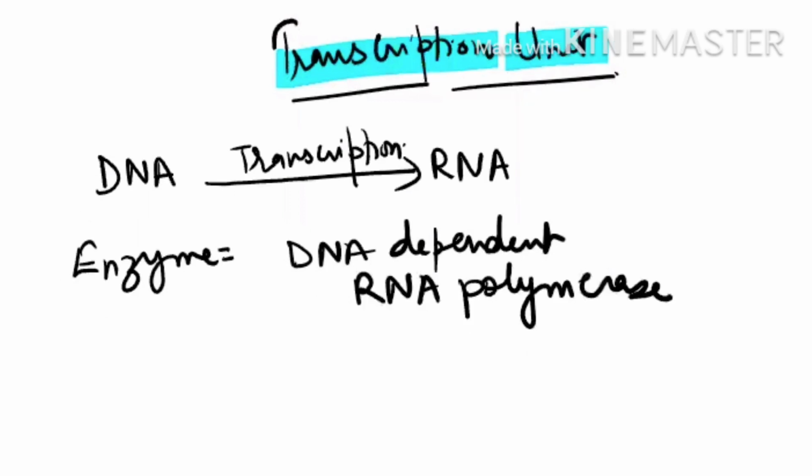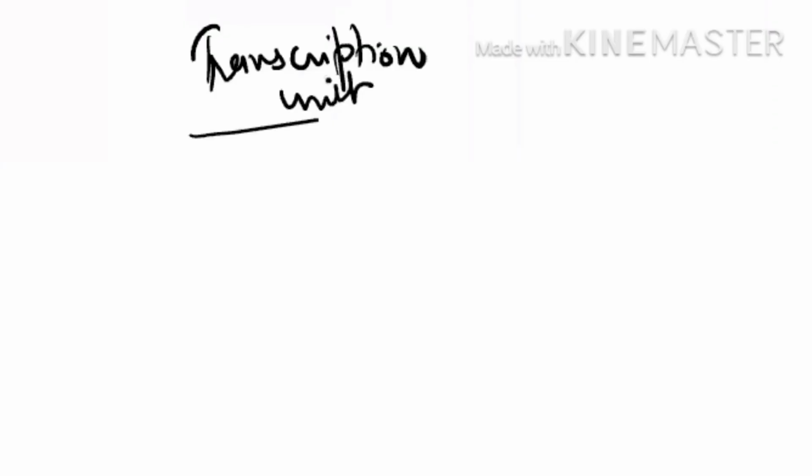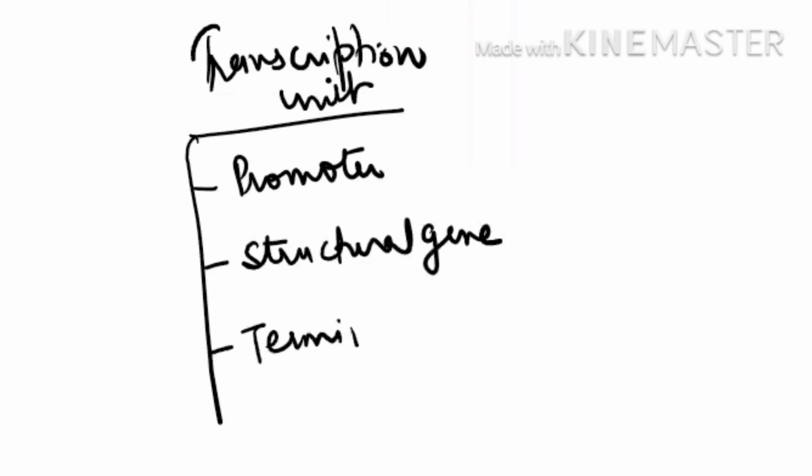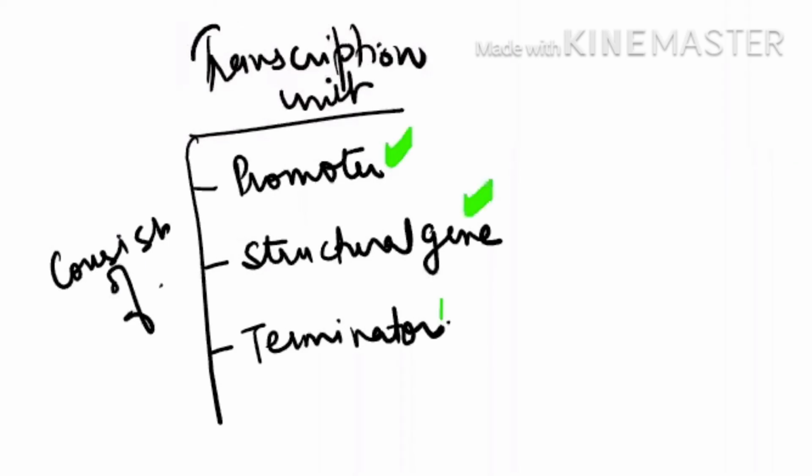Now see, what does a transcription unit consist of? If you have to prepare RNA, then you want a promoter area. Promoter is an area which will be recognized by RNA polymerase so that it can bind there. Then you want a structural gene. The structural gene is a sequence of the DNA which has the information to code for a polypeptide. And you want a terminator. The terminator is an area where you have to stop the transcription. So the transcription unit consists of three sets: promoter, structural gene, and terminator.